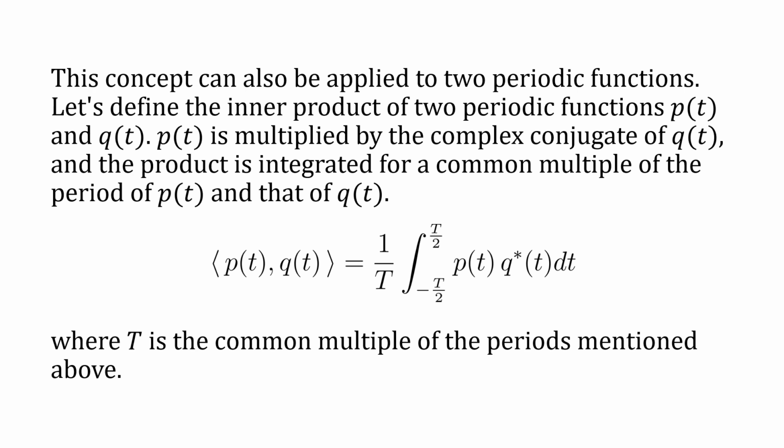This concept can also be applied to two periodic functions. Let's define the inner product of two periodic functions p of t and q of t. P of t is multiplied by the complex conjugate of q of t, and the product is integrated for a common multiple of the period of p of t and that of q of t. The inner product of p of t and q of t is equal to 1 over large T multiplied by the integral of p of t multiplied by the complex conjugate of q of t from negative large T over 2 to large T over 2, where large T is the common multiple of the periods mentioned above.